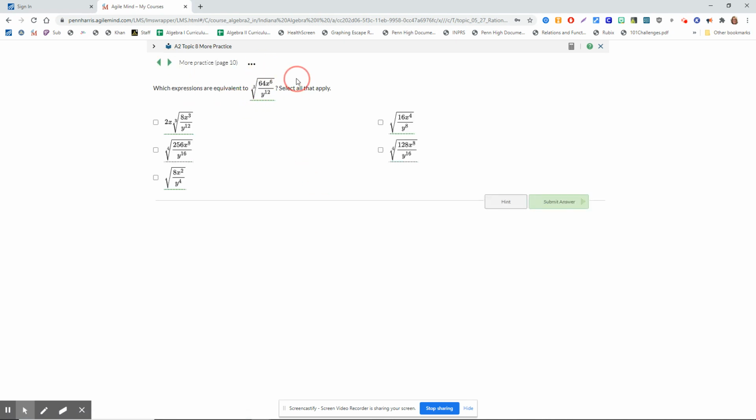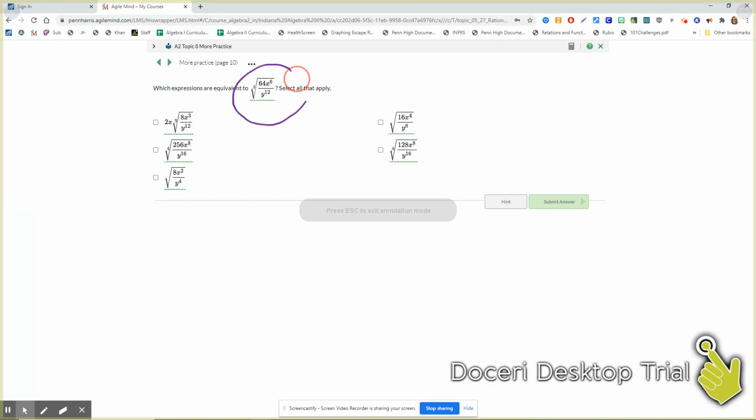Page 10. Couple things here, guys. This is a lot on this problem. You've got to simplify this down first. When I simplify that, I get 4x squared over y to the 4th. So now you've got to go through and simplify every single one of these. I'm going to pick some of the easier ones to start. My square root of 8, we can't take the square root of 8. That's not going to give me a whole answer like this. So I can get rid of that one right now.